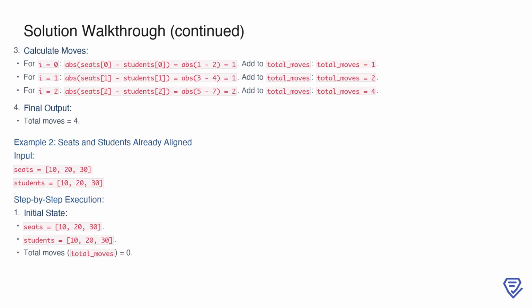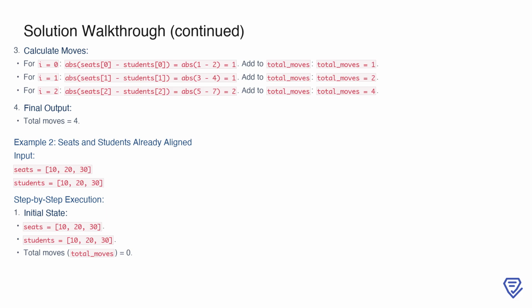To calculate the total moves, we iterate through both sorted arrays. For the first pair, seats[0] equals 1 and students[0] equals 2, the absolute difference is abs(1 - 2) equals 1. Adding this to total_moves, we get total_moves equals 1. Next, for the second pair, seats[1] equals 3 and students[1] equals 4, the difference is abs(3 - 4) equals 1, so total_moves becomes 2. Finally, for the third pair, seats[2] equals 5 and students[2] equals 7, the difference is abs(5 - 7) equals 2, giving us a final total_moves equals 4.